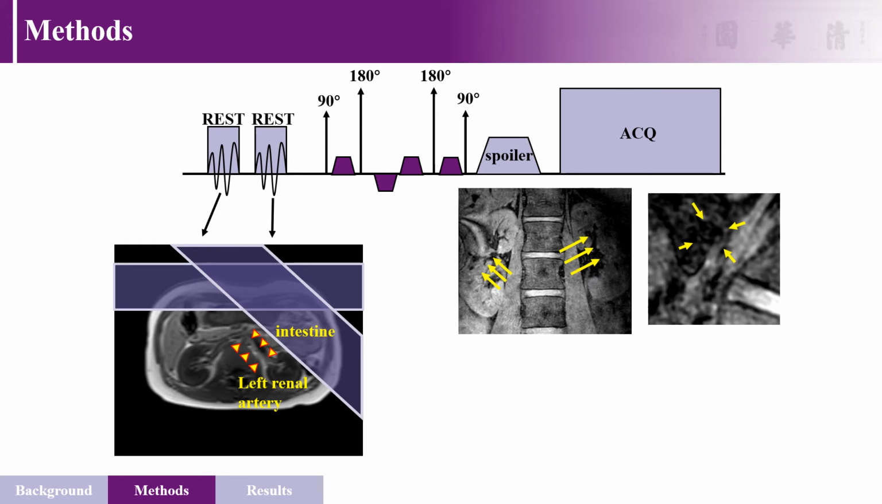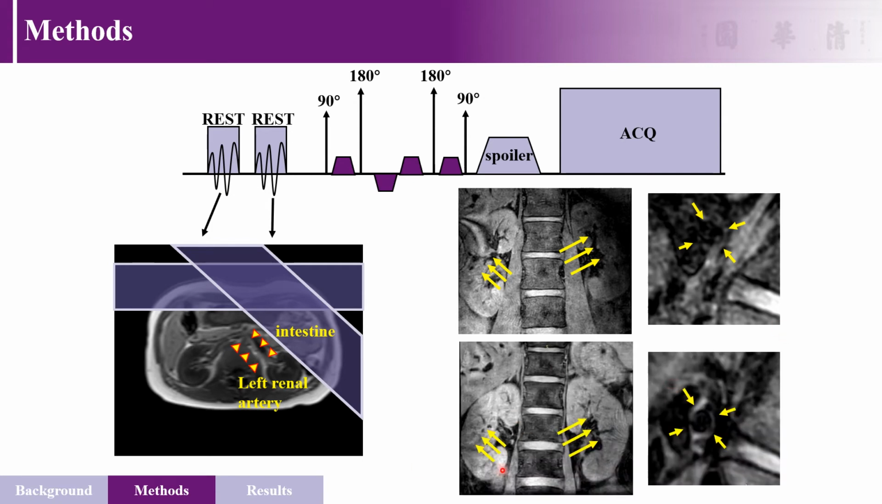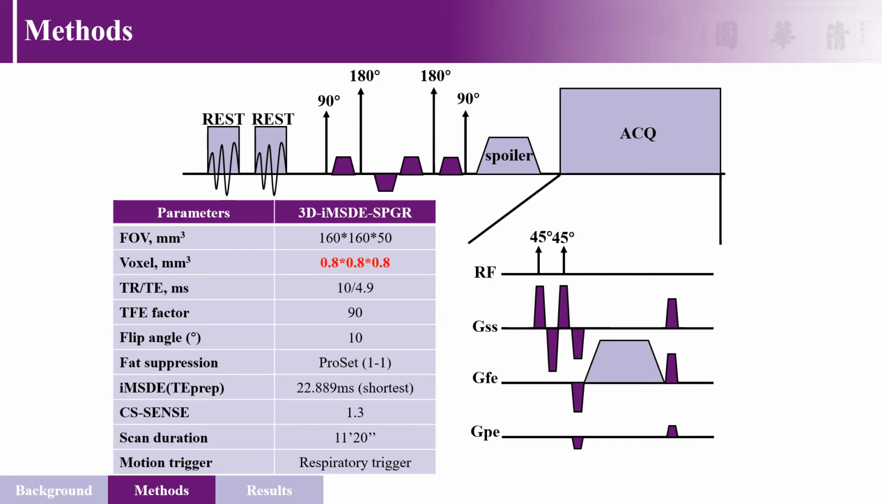here are the results with and without the second rest slab. It is obvious that the vessel wall is clear with the rest slab positioned on the intestines on the left. Then an iMSDE prepulse was used for blood suppression. Subsequently, we chose SPGR for readout, and the fat suppression was achieved by the water excitation PROSAT 11 scheme.